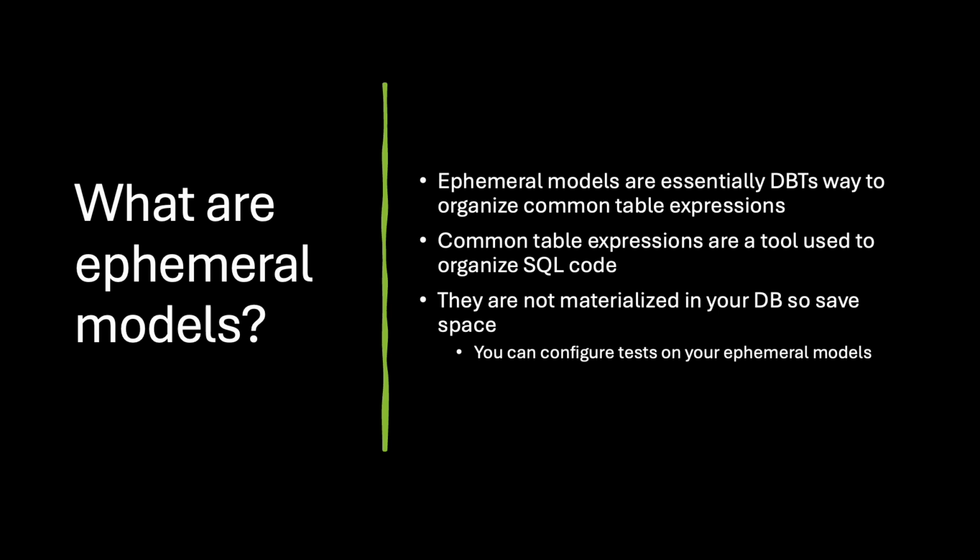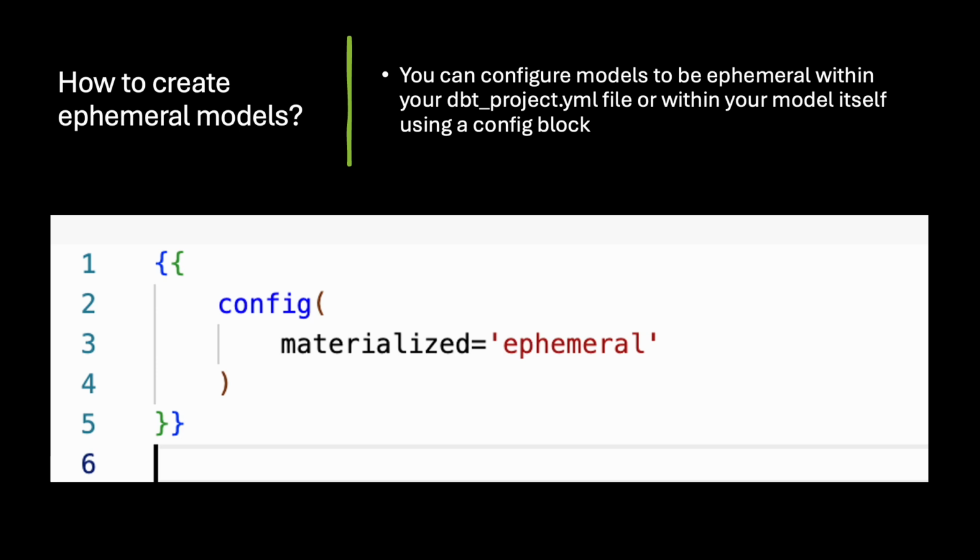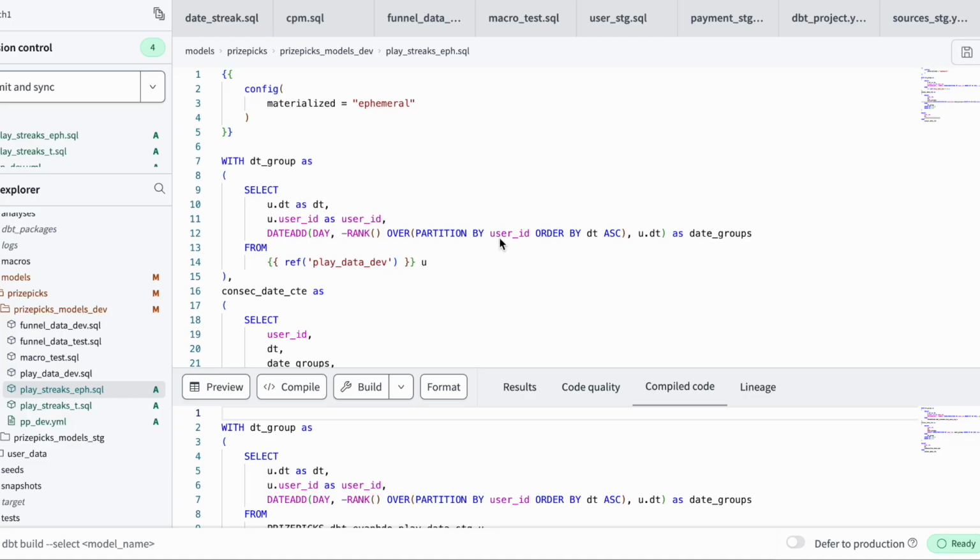You could also configure tests on your ephemeral models, and this is going to help with data integrity going about your day-to-day, which is awesome. So how do you create ephemeral models? Usually I'm going to create them right in my model, so within my .sql file, and I'm going to use the config block and materialize ephemeral. It's pretty straightforward. I'm going to go into the demo and see you guys there.